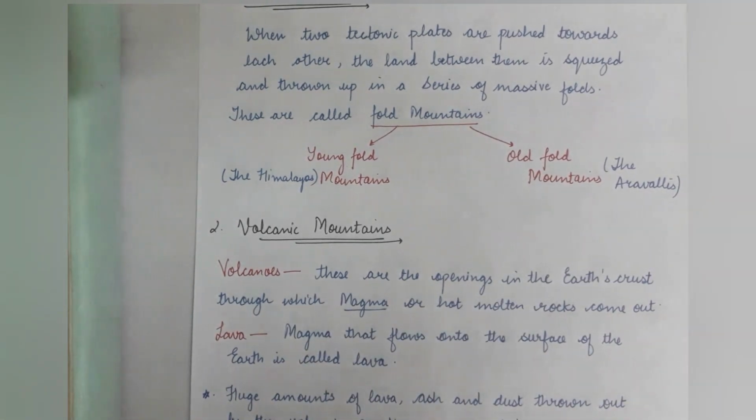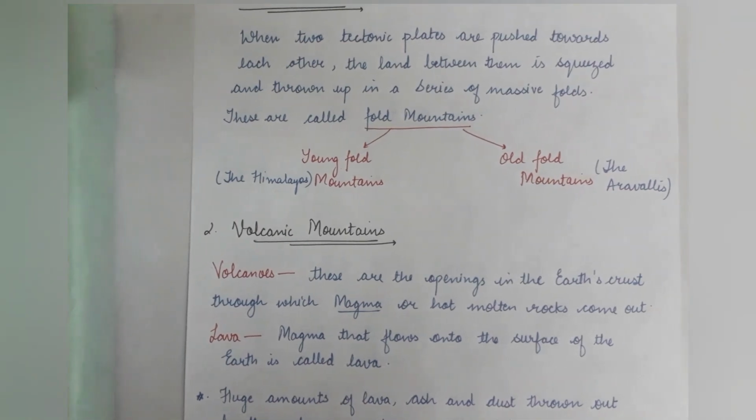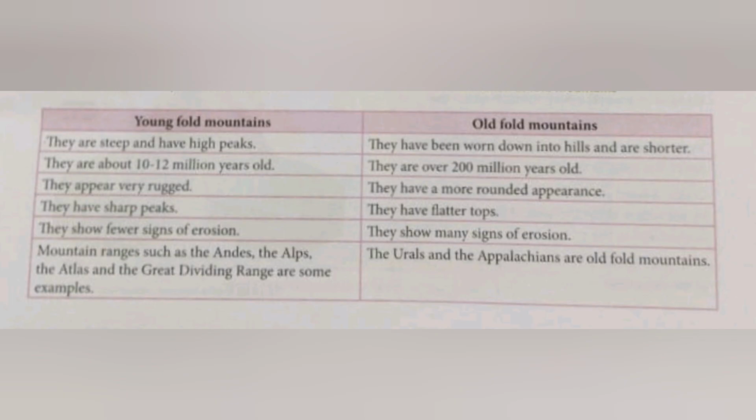Now we will be discussing their differences. Starting with the young fold mountains, they are steep and they have high peaks. Well, they are young, so they have steep and high peaks. While on the other hand, the old fold mountains are worn down into hills and they are shorter because other forces have acted on them for a long time.